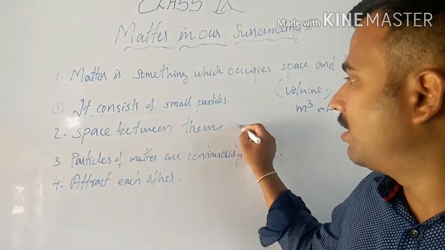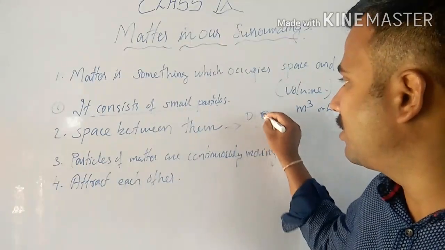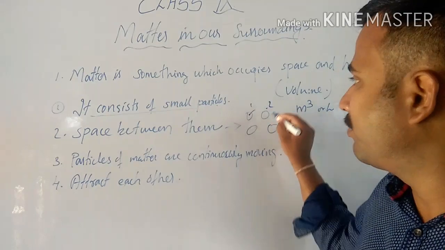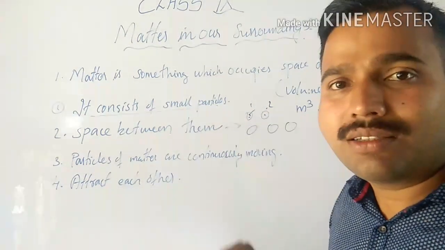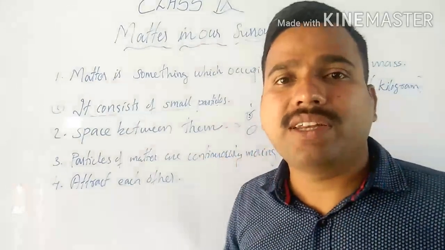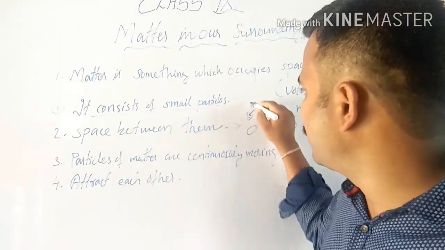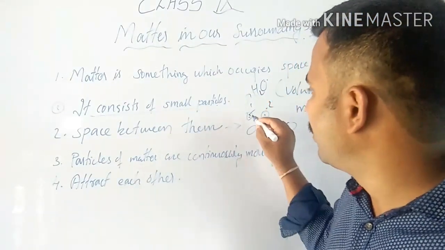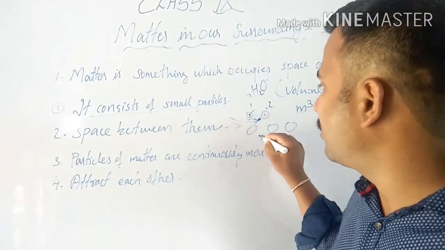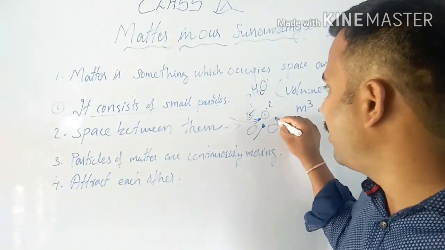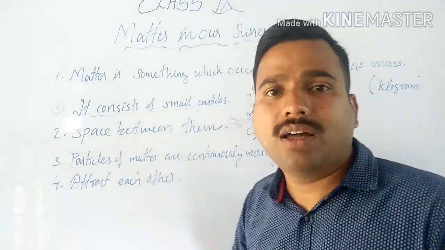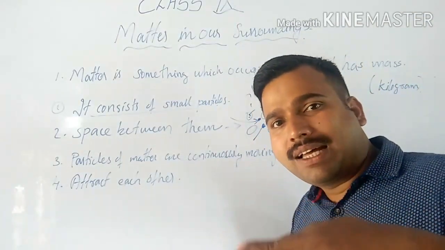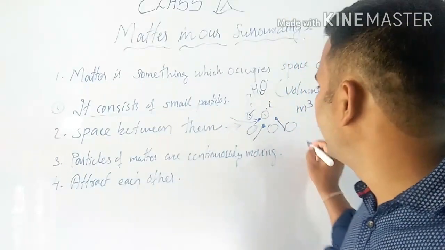So what does that mean? Suppose these are the particles of matter. This is one particle, the second particle. Between these two particles, there exists some empty space. Suppose you imagine these are water particles. As you add sugar or salt, that will get into the empty spaces between the particles of water. As a result, you will not observe any rise in the height of the water level.